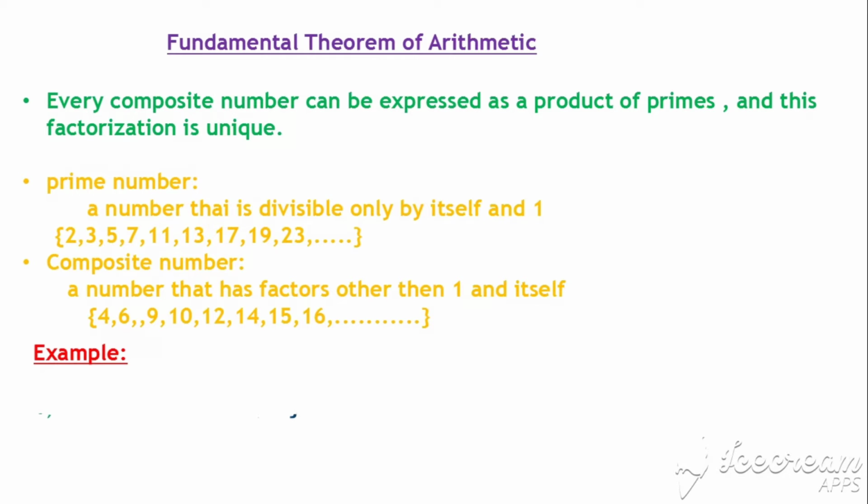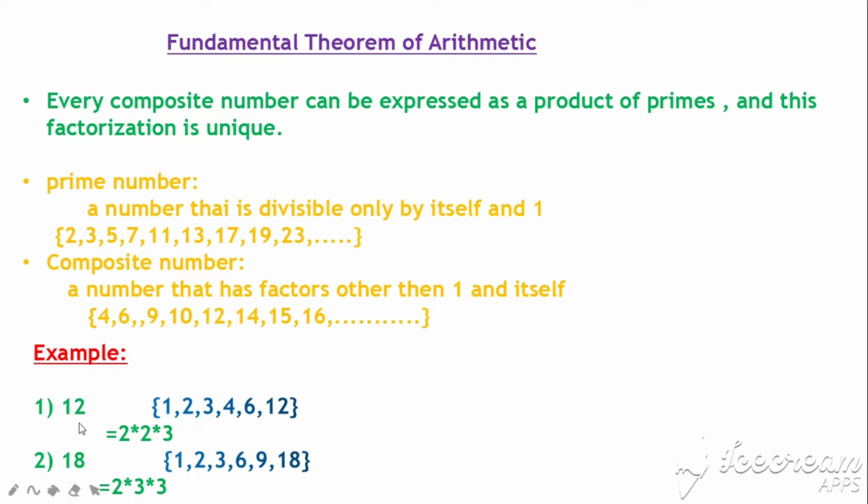Now the examples are 12 and 18. First example is 12. What are the factors of 12? It is 1, 2, 3, 4, 6 and 12. These are the factors of 12. Now what is the fundamental theorem of arithmetic? Every composite number, here 12 is a composite number, can be expressed as a product of primes. It means multiplication of prime numbers. So 12 can be expressed as 2 into 2 into 3.